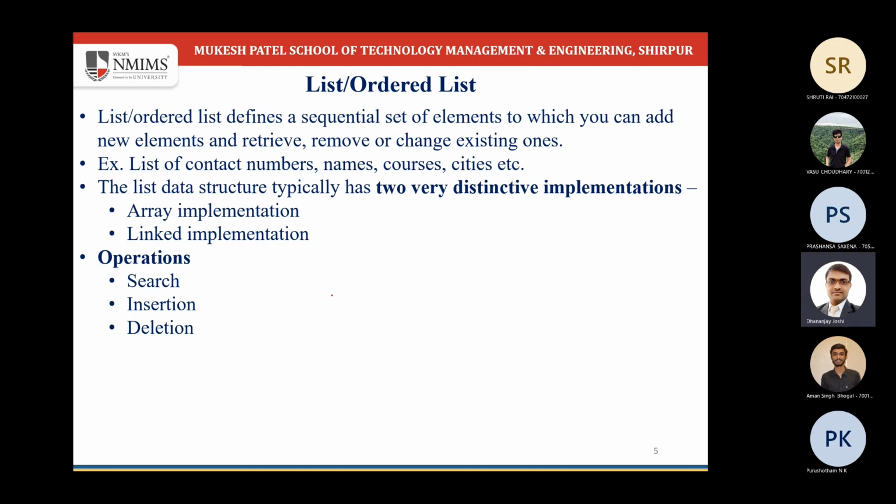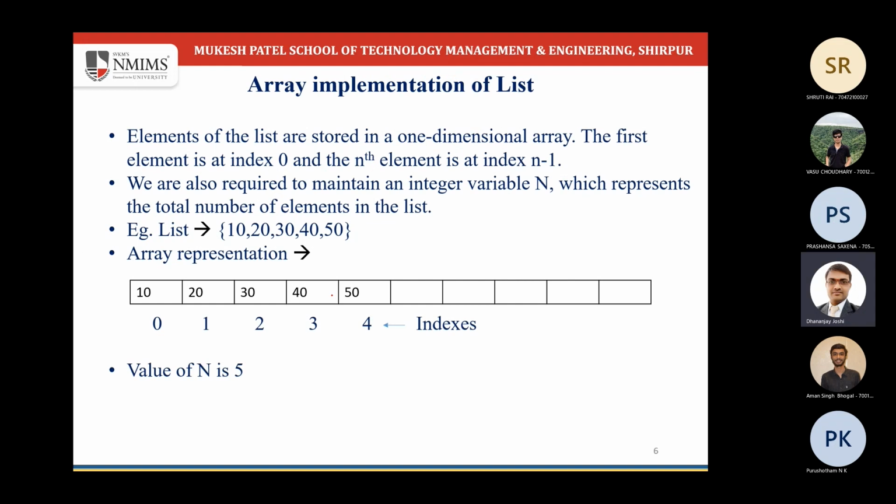But this list may be implemented in two very distinctive ways. One is array implementation and another is linked implementation. We all are familiar with this. Okay. So if we talk about array implementation of a list, first we will discuss how logically this is done. Elements of the list are stored in a one-dimensional array. The first element is at index 0 and the nth element is at index n minus 1. Obviously, these are the elements of the list.